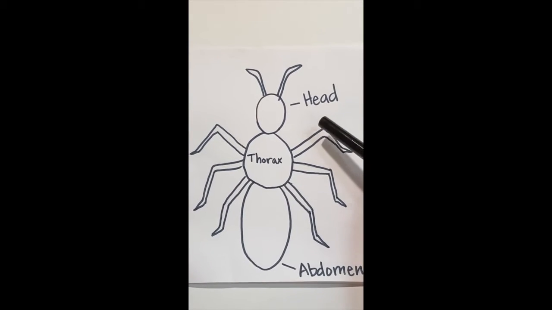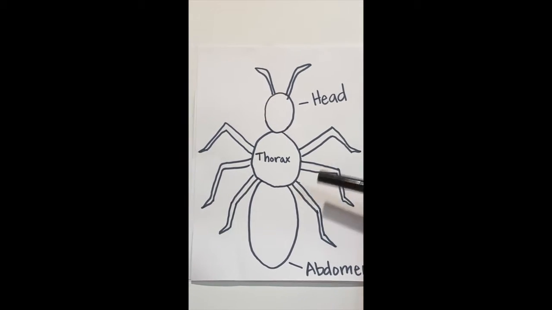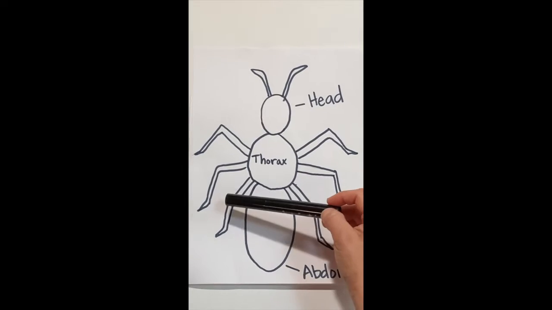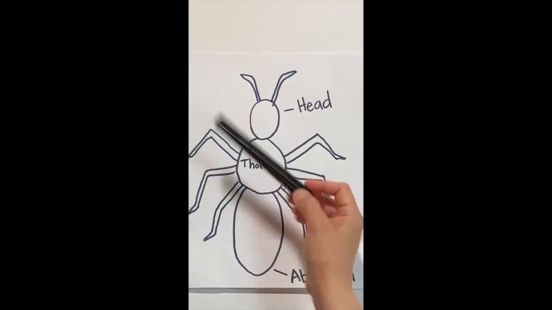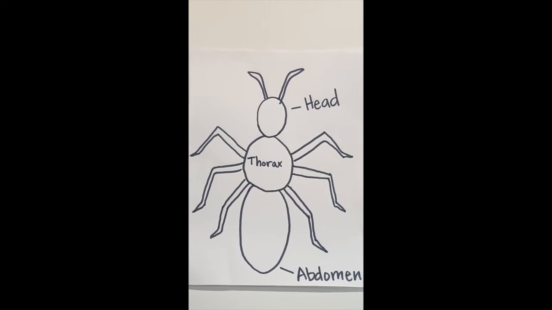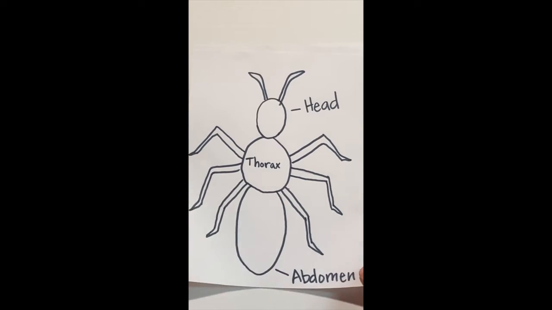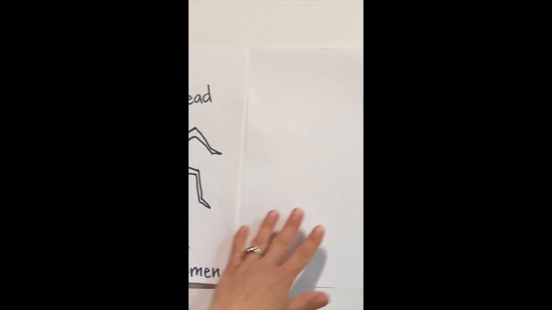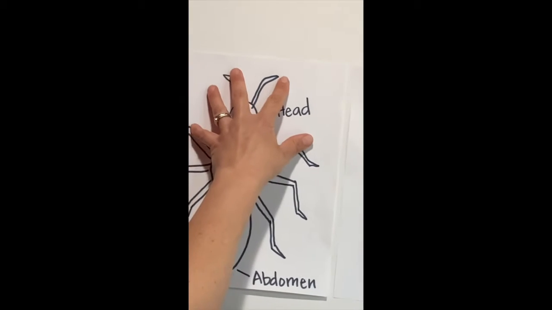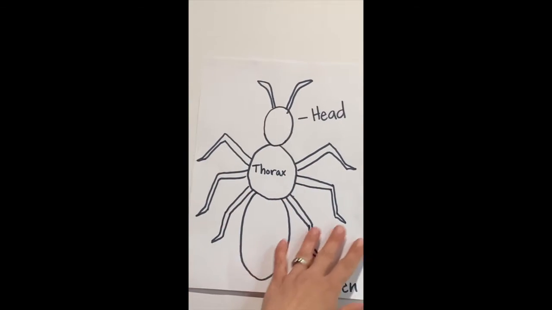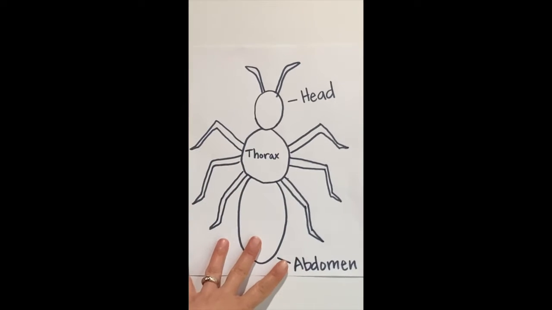Count with me. 1, 2, 3, 4, 5, 6. So, hello Mr. Ant. Let's draw him. And I also want you guys to notice, this is my piece of paper. I drew my ant so it fills almost the whole piece of paper.